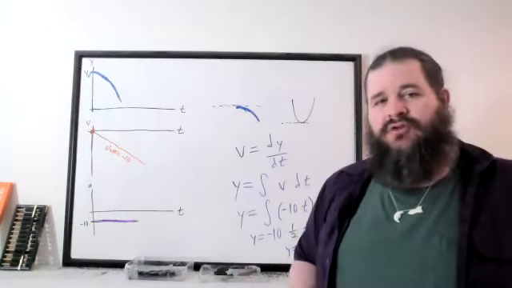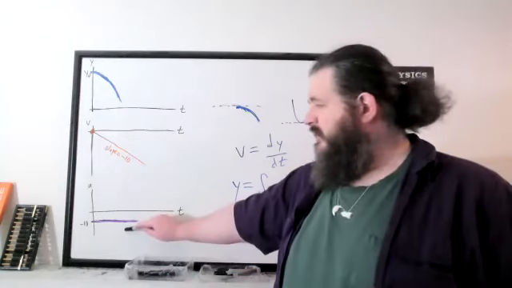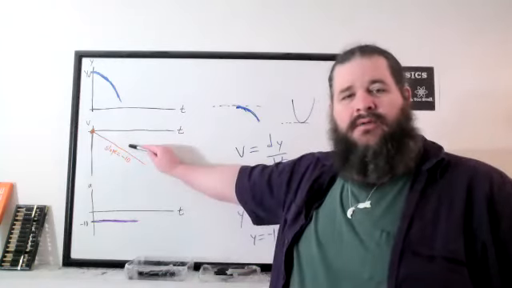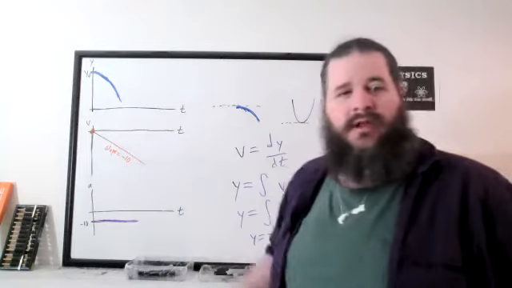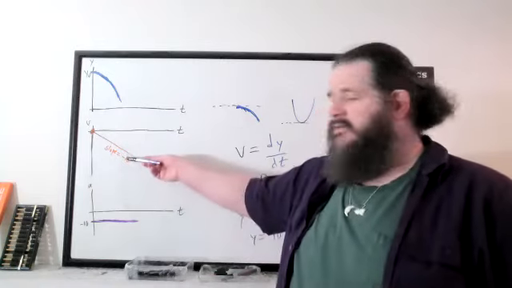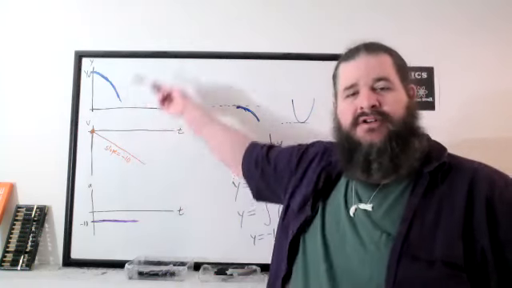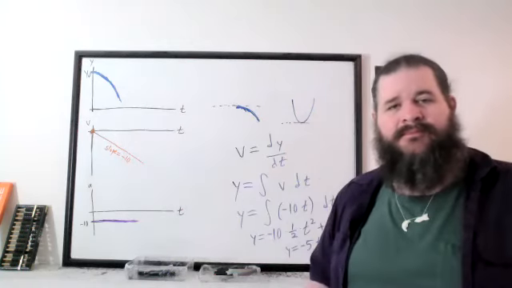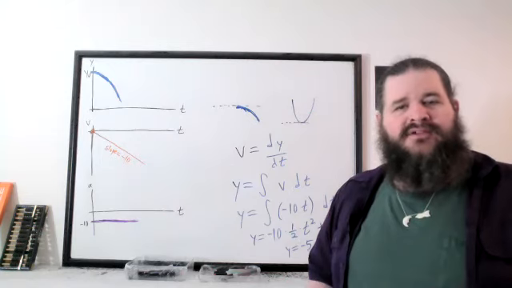And this is generally true. In any situation where the acceleration is constant, the velocity will always be a linear function and the position will always be a quadratic function. Because when you integrate a constant, you get a linear function. When you integrate a linear function, you get a parabola, a quadratic. Any other questions on that?